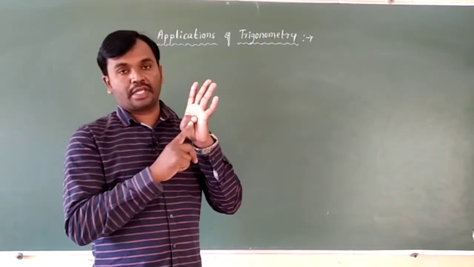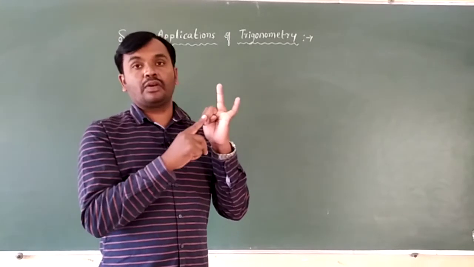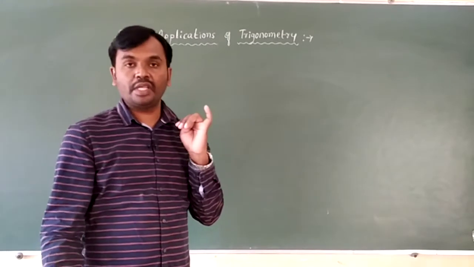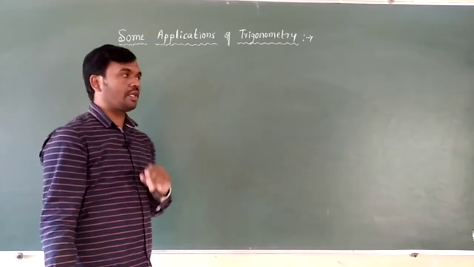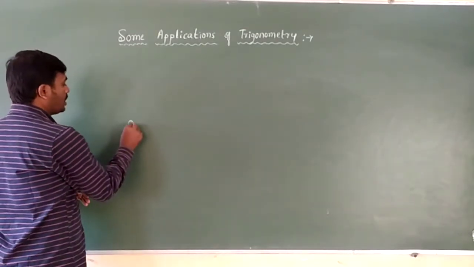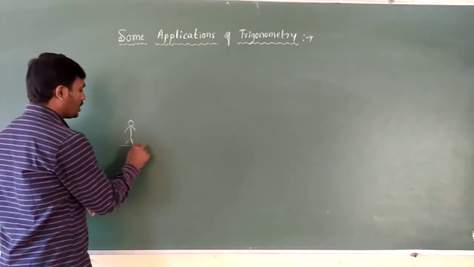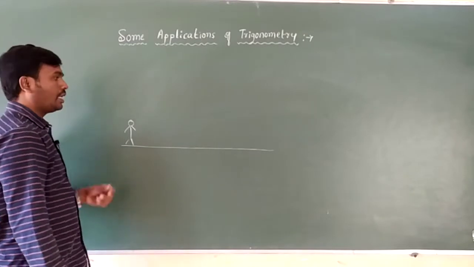Here, we must understand four things. What is the line of sight? What is angle of elevation? What is angle of depression? And what is a horizontal line? Here I will take one object and one observer. Let us consider he is an observer, and this is the ground.